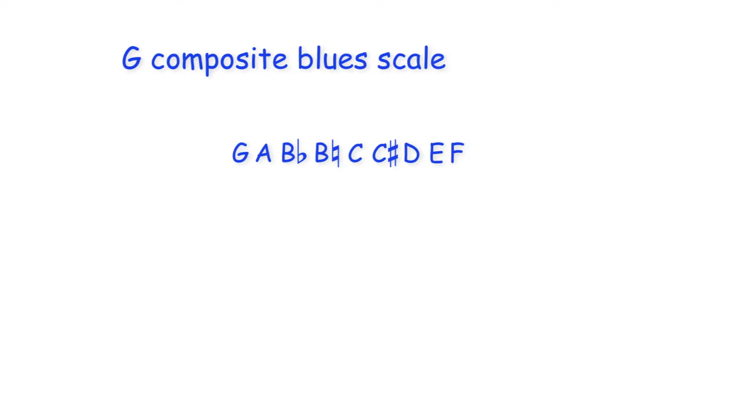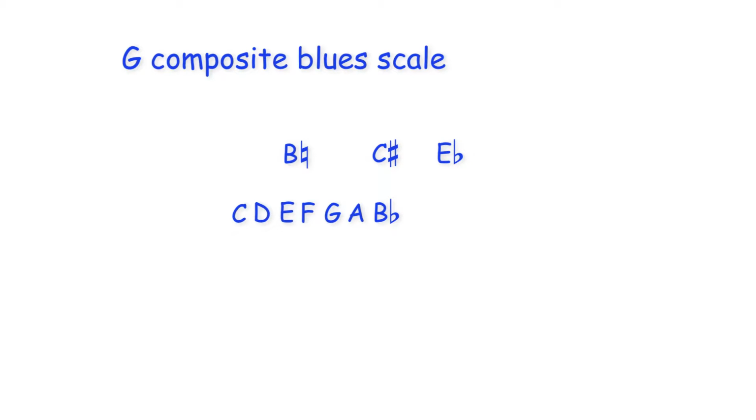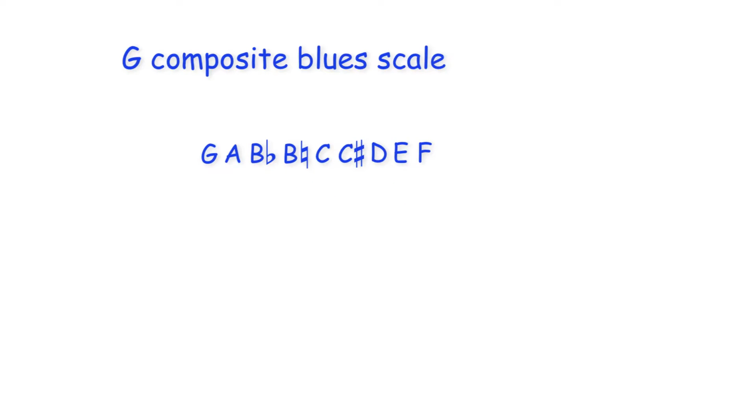The G composite blues scale also contains the G mixolydian mode, the G Dorian mode, the C mixolydian mode, and as we've seen with the addition of an E flat note, the G Aeolian mode. In this way, the G composite blues scale is a versatile choice for improvisation, as all of the modal possibilities contained in the head are present in this scale.